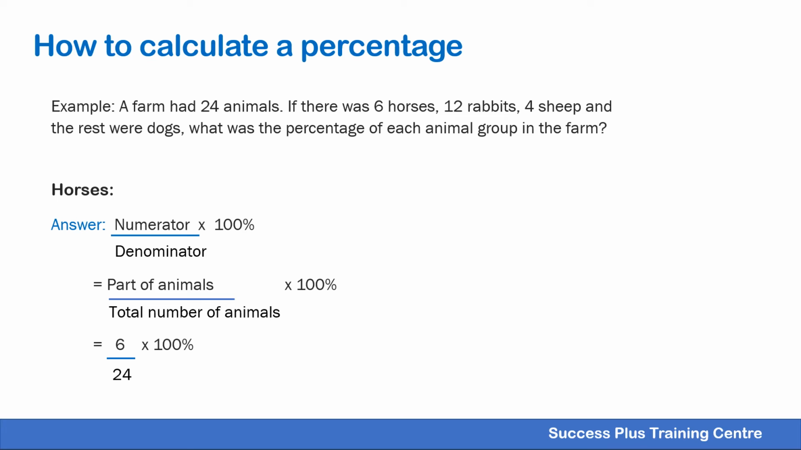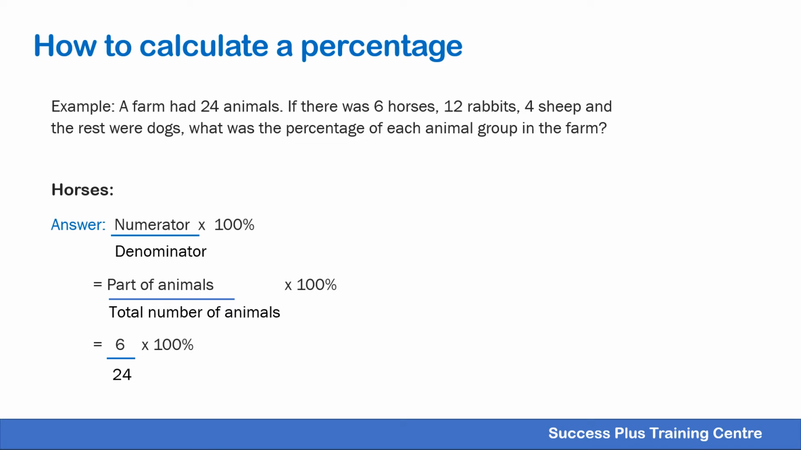Let's start with the percentage of horses. To find the percentage of horses, first we need to find the fraction of horses. To find the fraction, we need the value of the numerator divided by the value of the denominator. Now we know that the value of the numerator should equal the number of horses we have in the farm, and the value of the denominator should equal the total number of animals we have in the farm. So that should equal 6 divided by 24.